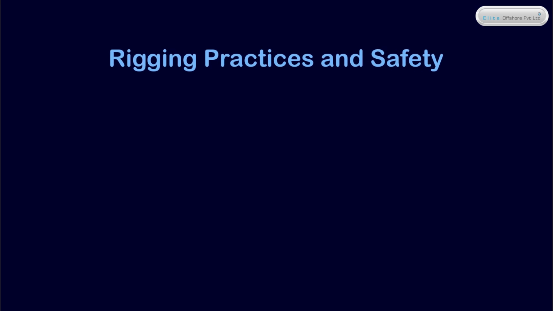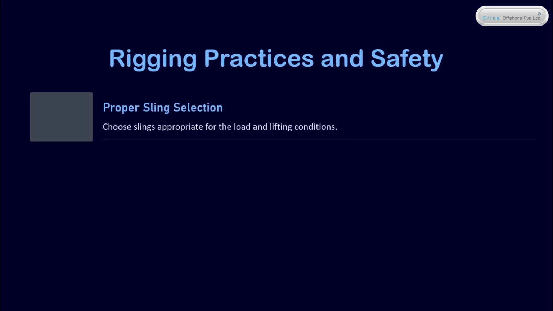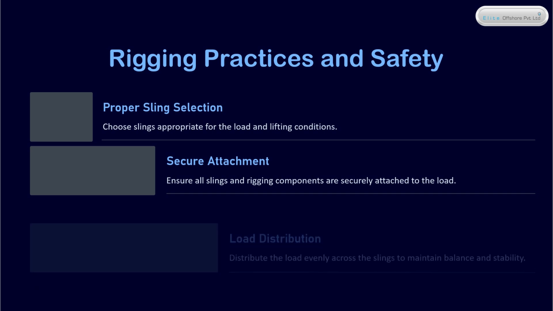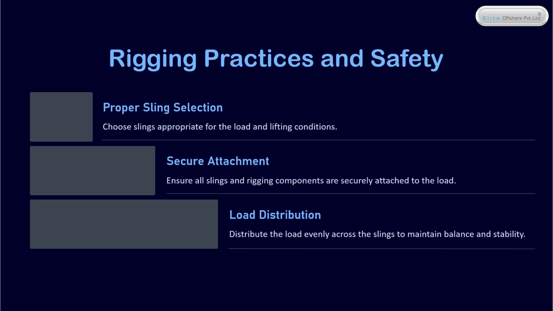Rigging practices and safety. Proper sling selection. Choose slings appropriate for the load and lifting conditions. Secure attachment. Ensure all slings and rigging components are securely attached to the load. Load distribution. Distribute the load evenly across the slings to maintain balance and stability.